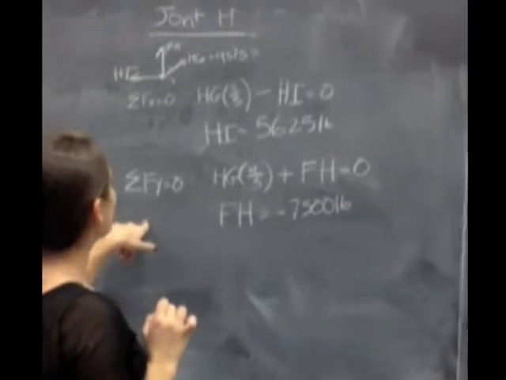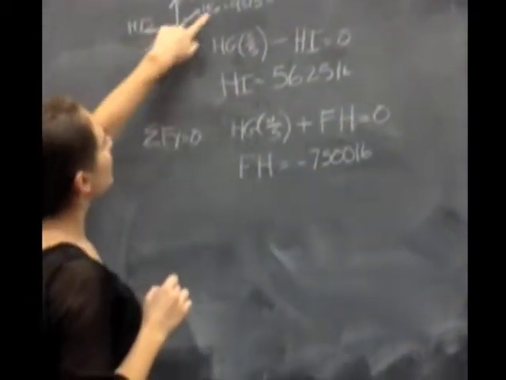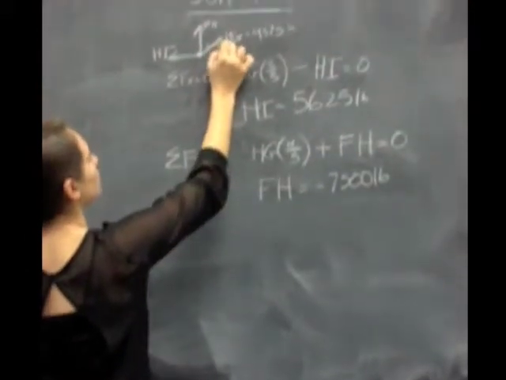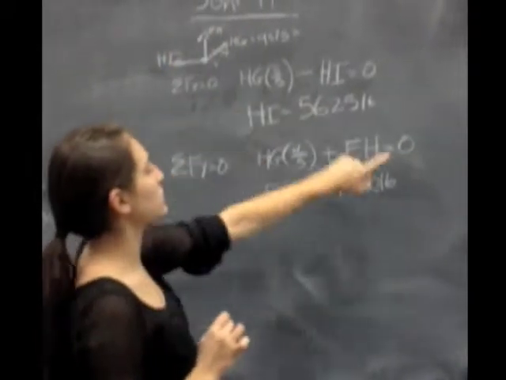So moving on to the Fy, sigma Fy equals 0. So this one you have HG times this 4 over 5, plus, same direction, FH equals 0.